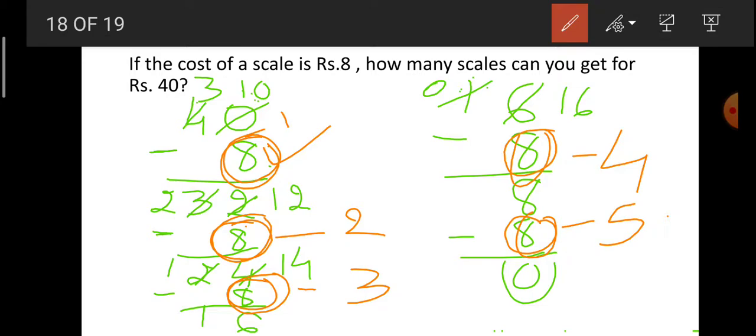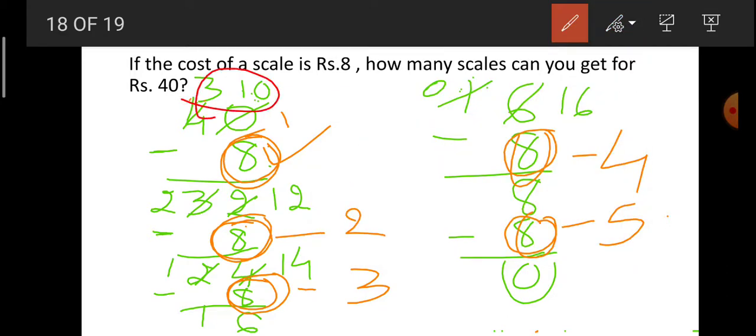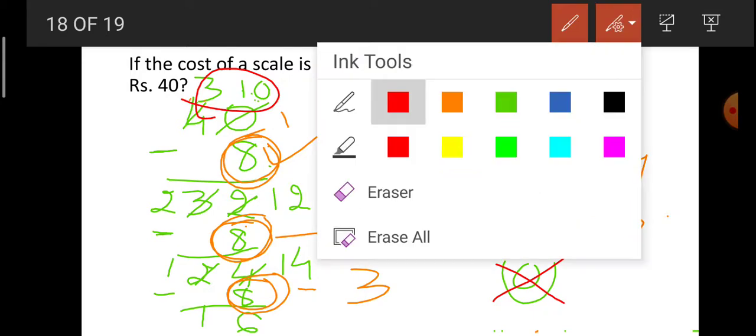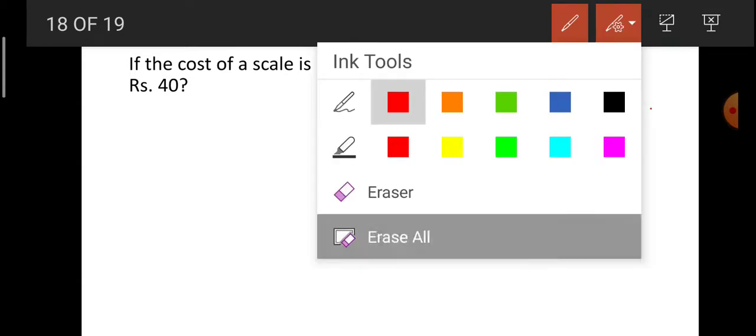Why? Because sometimes we need to do borrowing subtraction. If the number is not going out of this, we need to do borrowing subtraction. Also we need to do the subtraction correctly. If we do anything wrong, you will get the wrong answer. This is a very lengthy process. Instead of doing repeated subtraction, what we can do is division.